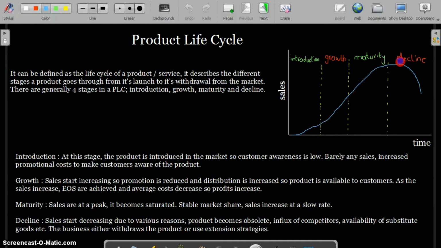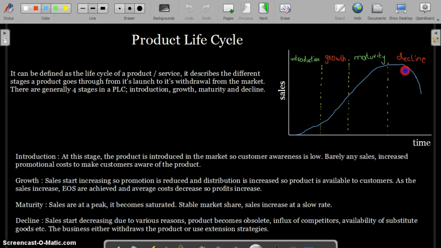This particular area between maturity and decline is sometimes referred to as saturation, as the sales have seemingly stopped increasing and the market has become saturated. After this line, that's where the crisis happens, and the product enters the decline stage.